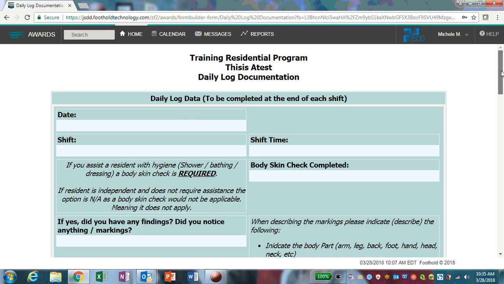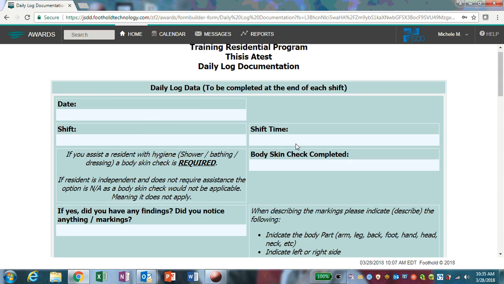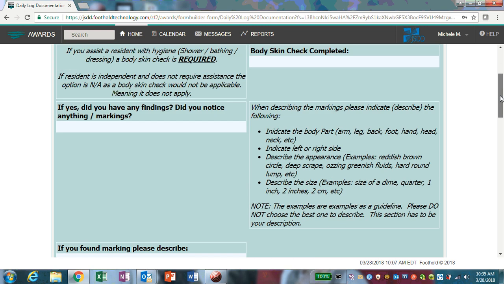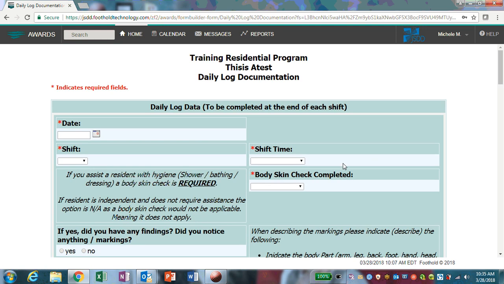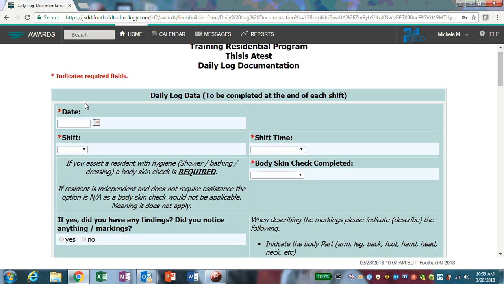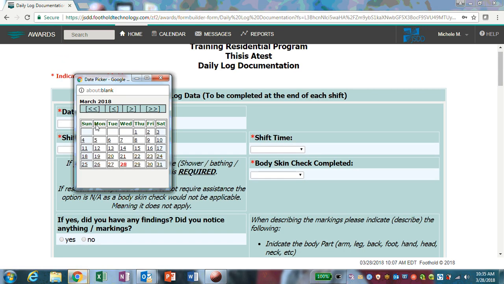As you'll see here, I can't click and enter any data. I have to scroll all the way down to the bottom, and I have to hit update. Now that I'm in data entry mode, I'm going to document the date. Today is the 28th.